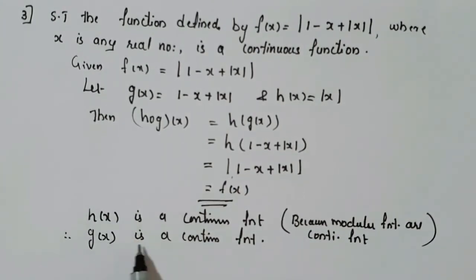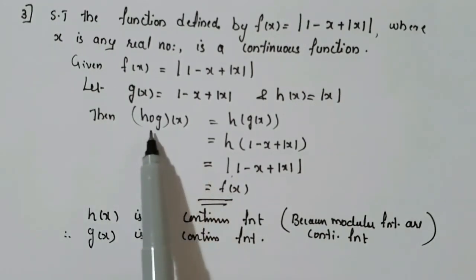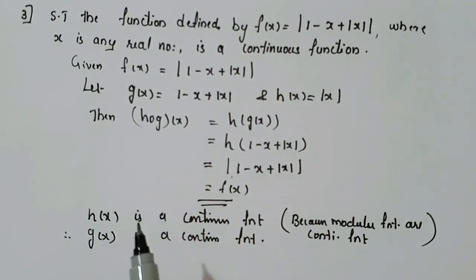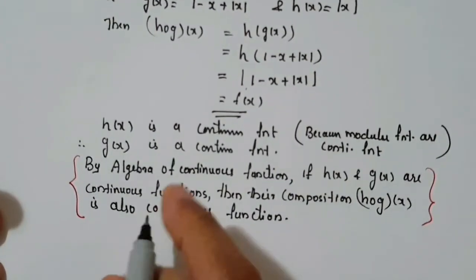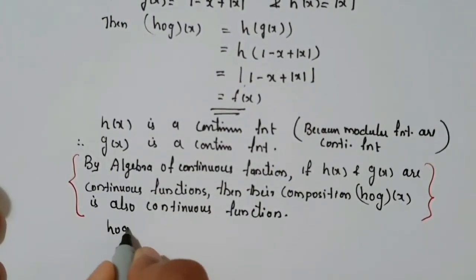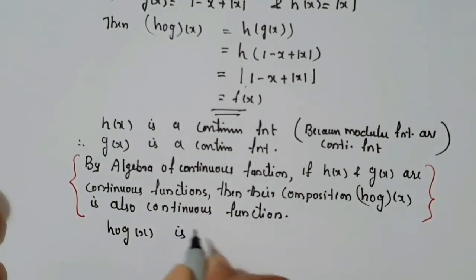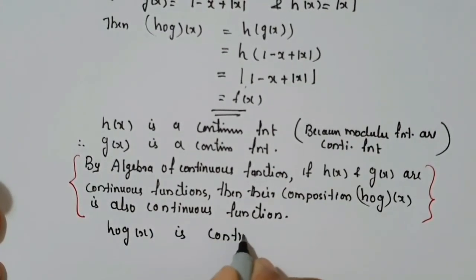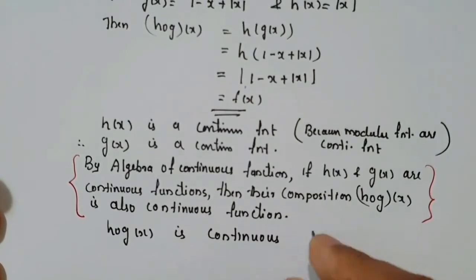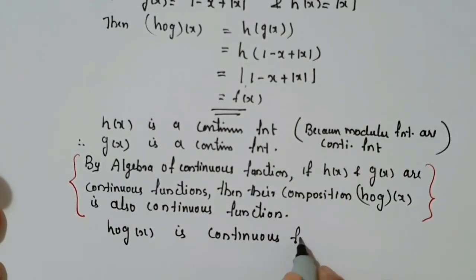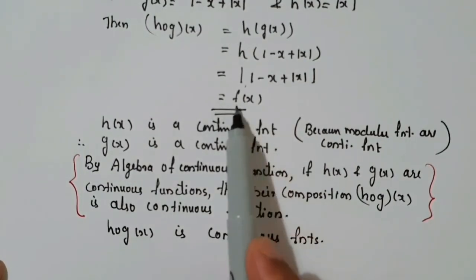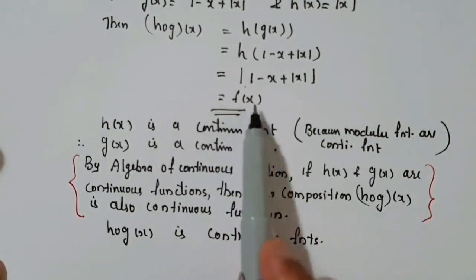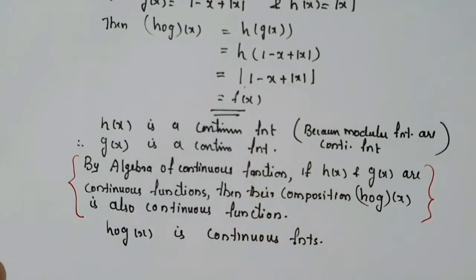So, by algebra of continuous functions, if two functions are continuous, then their composition is also a continuous function. Therefore, h o g of x is a continuous function. Now, what is h of g of x? This is f of x. This implies that f of x is a continuous function.